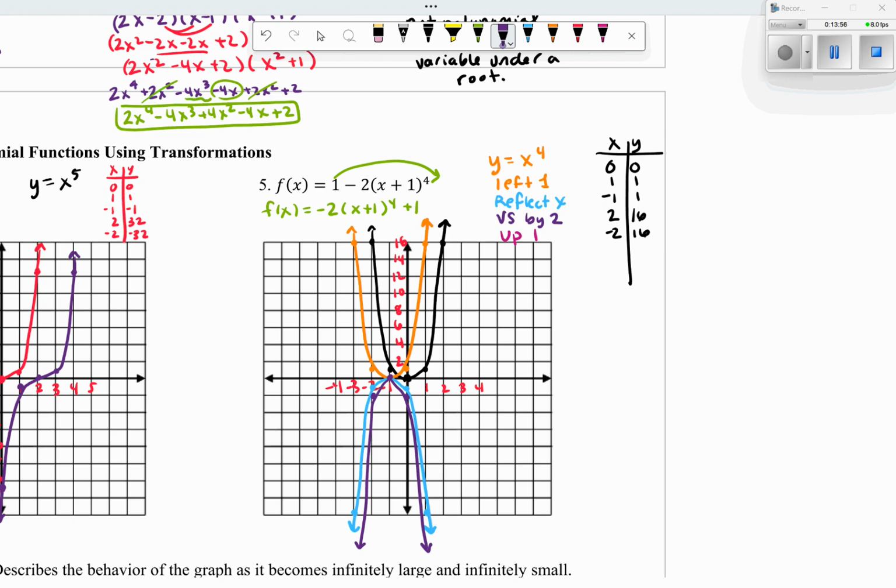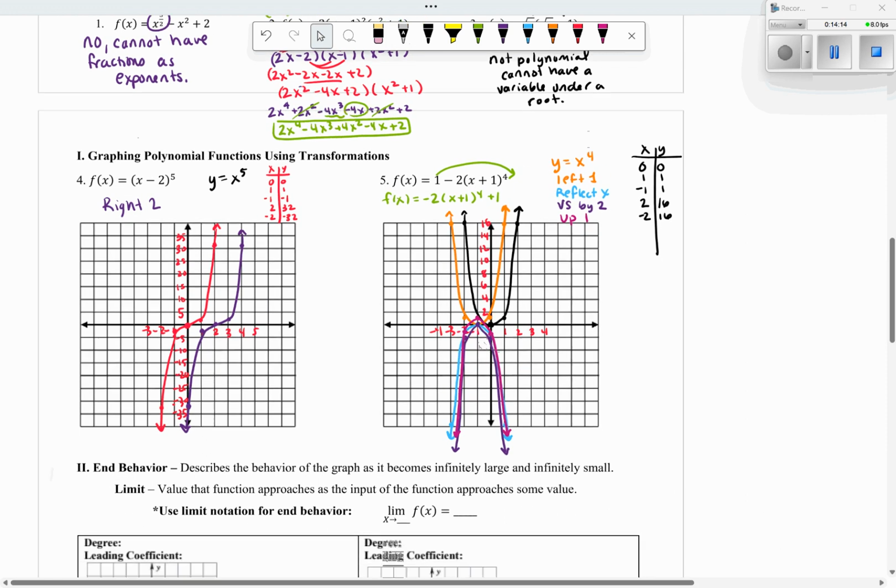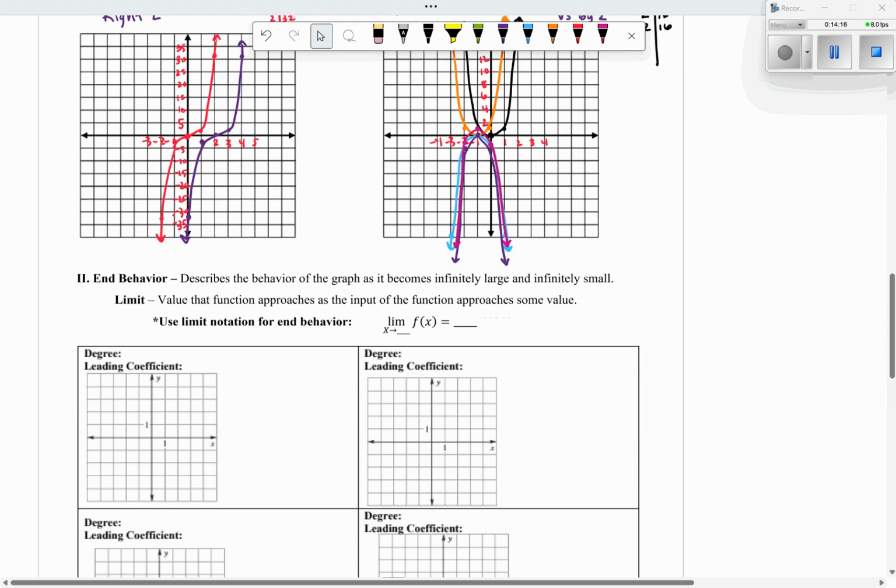And then the last step would be to move our graph up 1. Just all kind of right in there. So that would be our transformations made to our graph. Next, we're going to look at the end behavior.